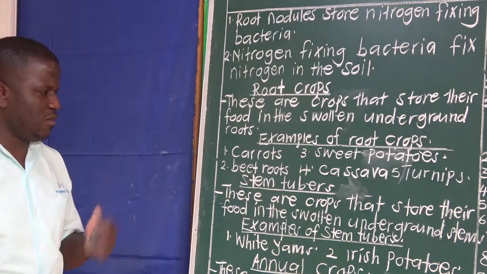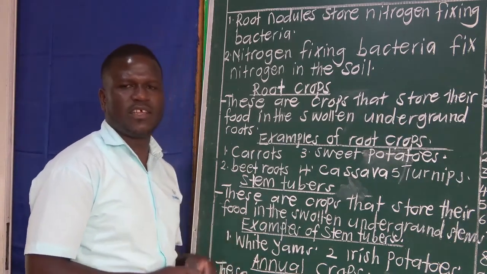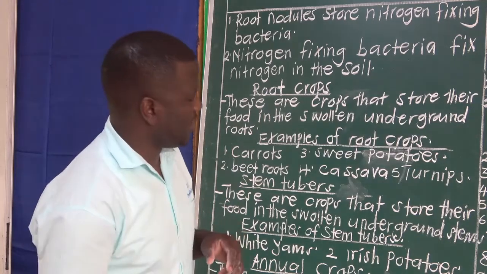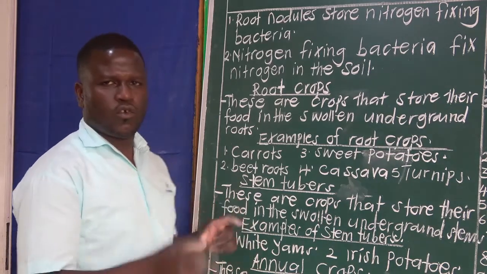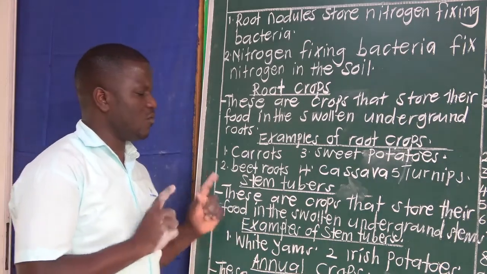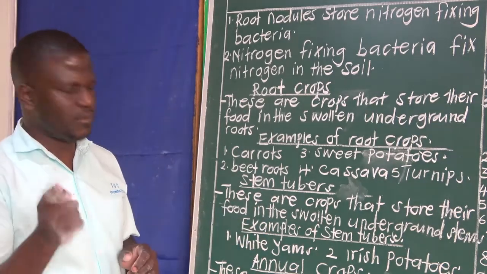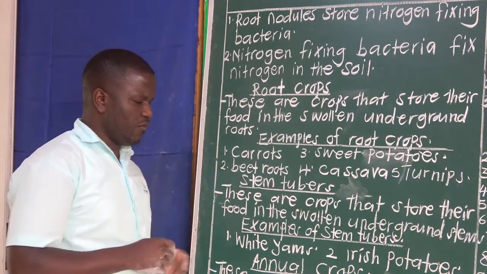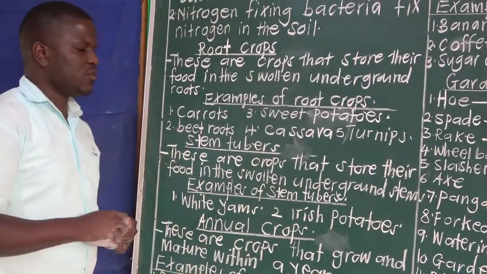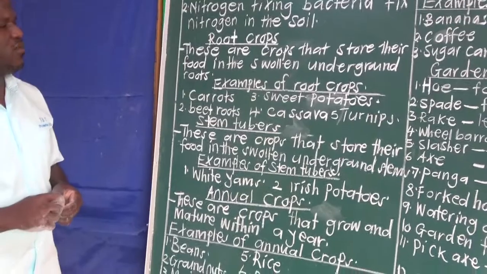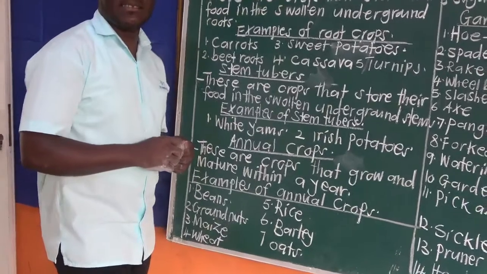Next, you look at stem tubers. Stem tubers are crops or plants that store their food in the solid underground stems. So there's a difference between root crops and stem tubers. Root crops store their food in the solid underground roots, while stem tubers store their food in the solid underground stems. We have examples of stem tubers. We have white yams and Irish potatoes. So don't confuse Irish potatoes with sweet potatoes. Sweet potatoes are root tubers, then Irish potatoes are stem tubers.